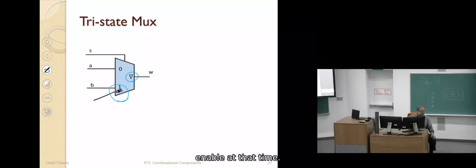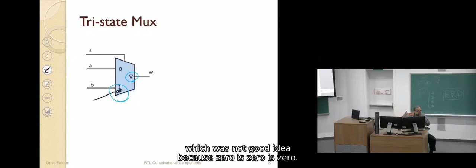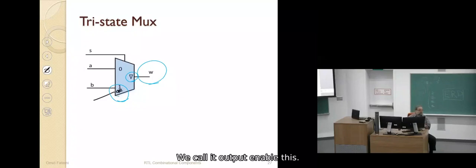We have built something like that with enable. But at that time, I told you that when enable is active, the multiplexer works regularly. When enable is not active, the multiplexer outputs zero, which was not a good idea, because zero is something. It is zero. But here, we are making it enable, and when it is not active, the output would be high impedance, Z. So we call it OE, not E, output enable. With this OE, when it is active, the output is either zero or one based on the inputs. If it is inactive, then the output is Z.